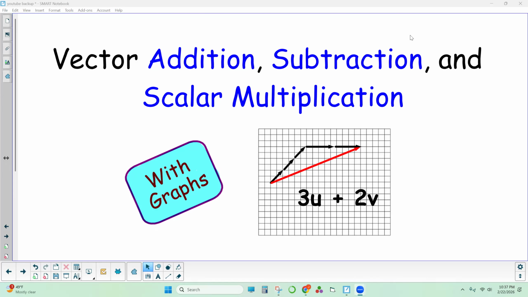Bakari, and today we are going to look at vector addition, subtraction, and scalar multiplication graphically as well as algebraically. So let's get started.